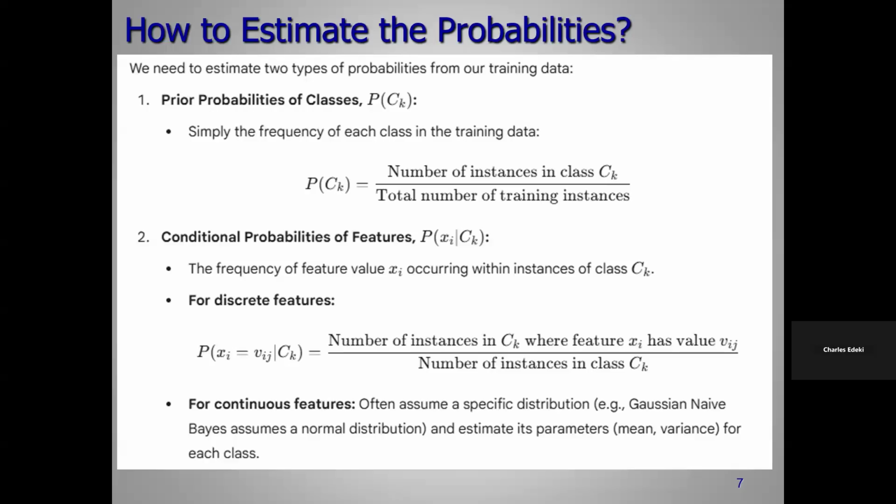Next, they say if it's a continuous feature, then we often assume a specific distribution. It can be Gaussian naive Bayes, which assumes a normal distribution. In this case, we estimate its parameters, for example the mean and variance for each class. That will take us deep into statistics.